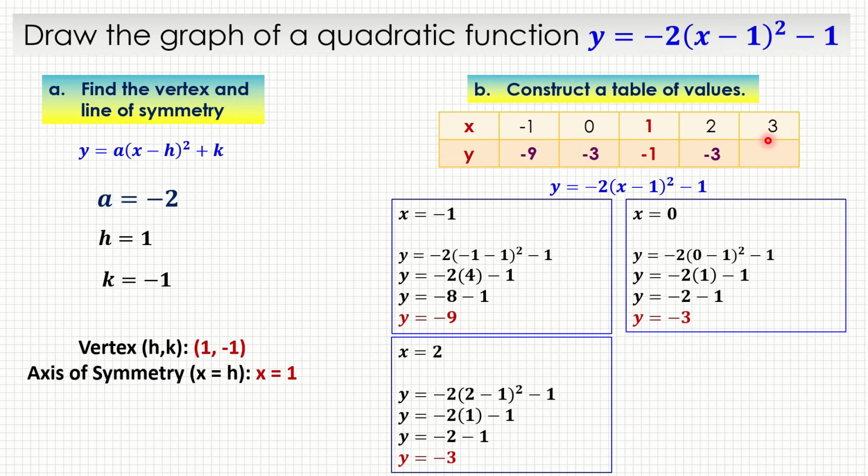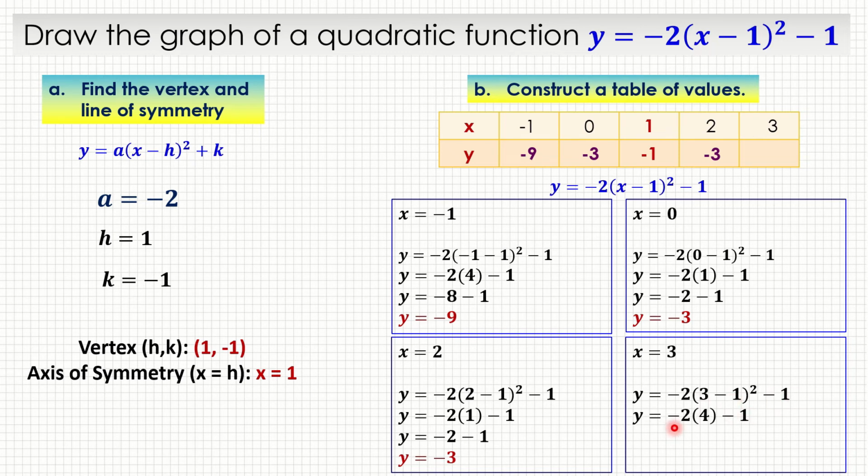So for the last one, let us substitute +3 to our x. So we have y is equal to -2 times the square of (3 minus 1), minus 1. And that one will be equal to -2 times 4 minus 1. And this one is equal to -8 minus 1.